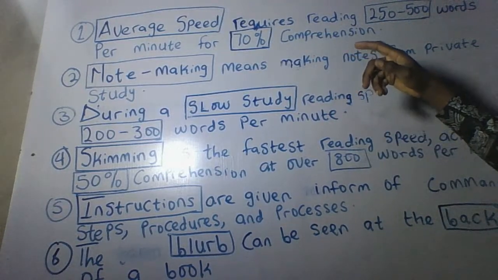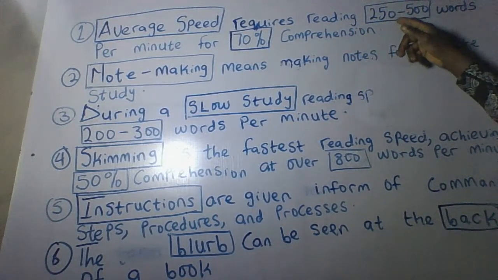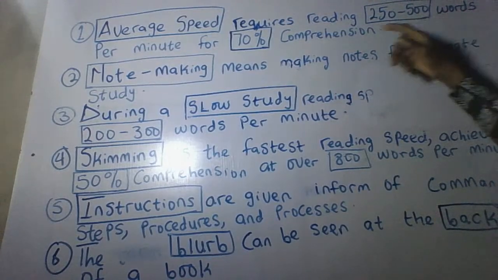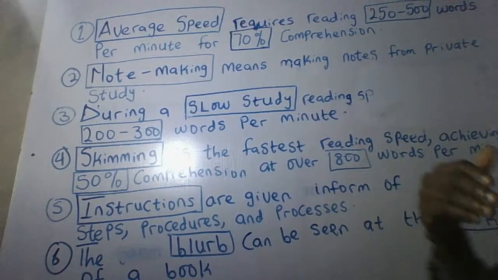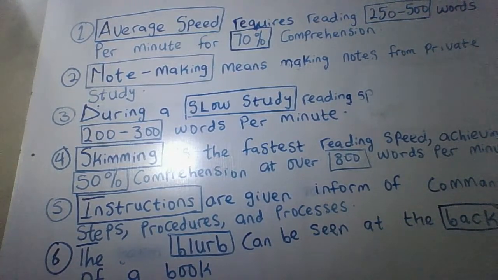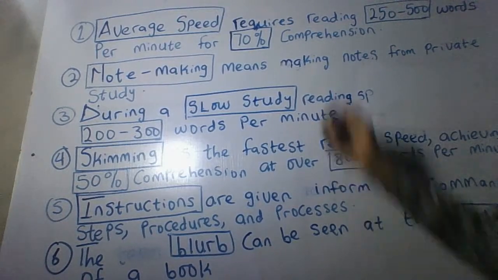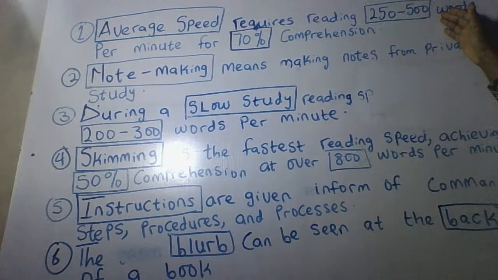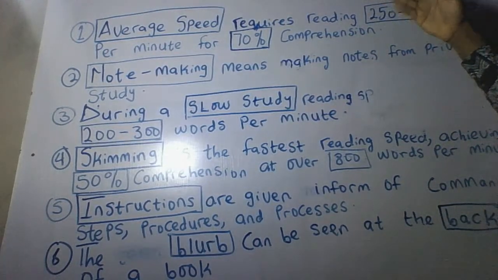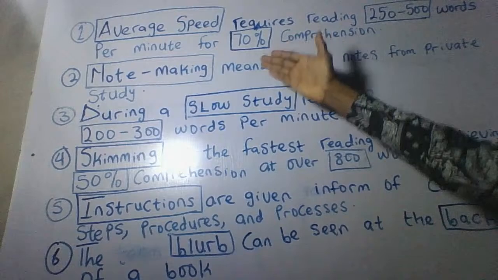Average speed requires reading 250 to 500 words per minute for how many percent comprehension? For 70% comprehension. Now, in your courseware, in your examination, the question might go thus: 250 to 500 words are comprehension required for dash speed. You should all know that is what.